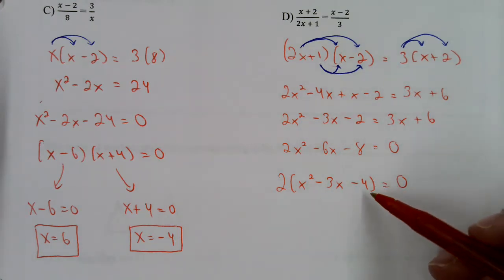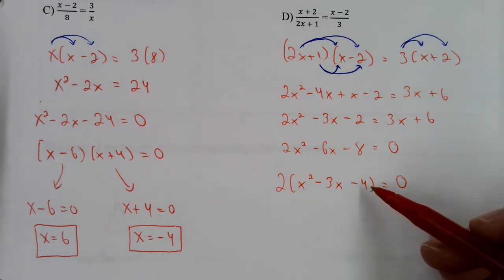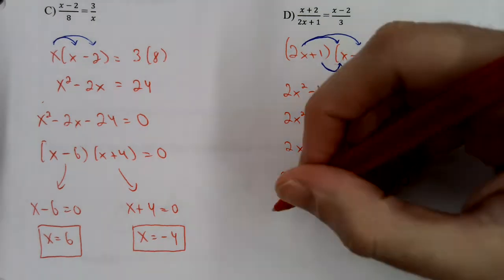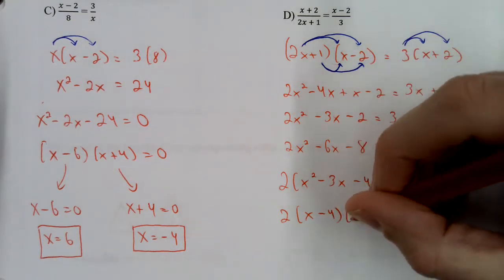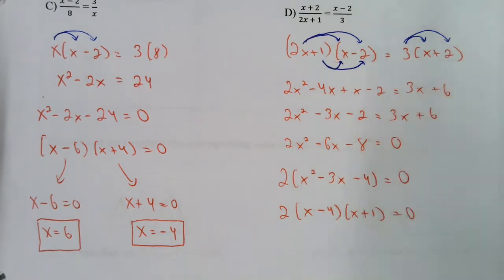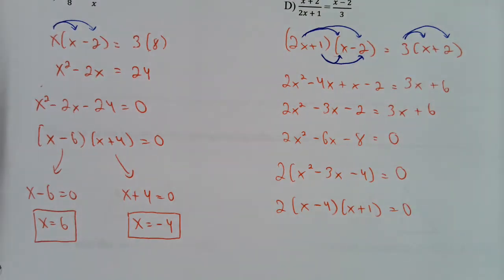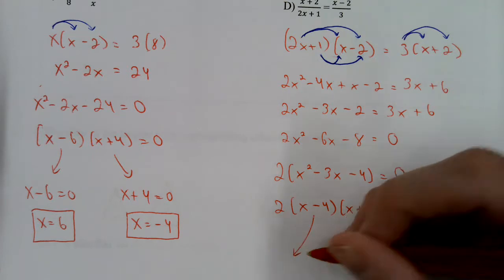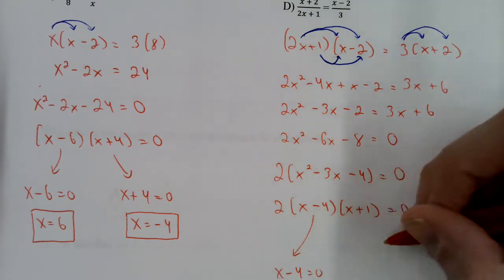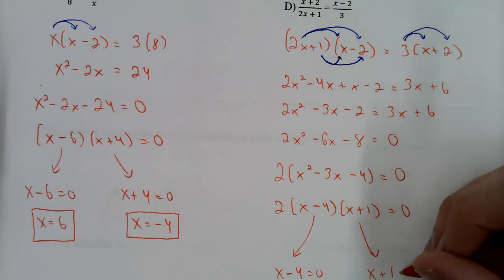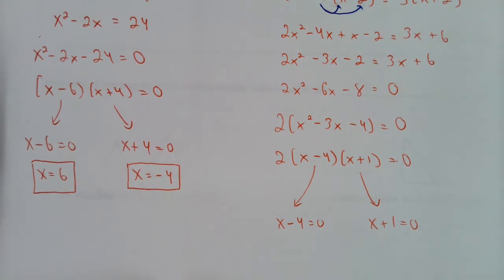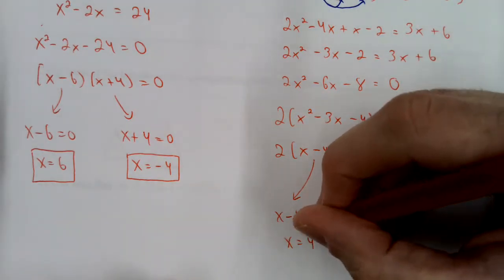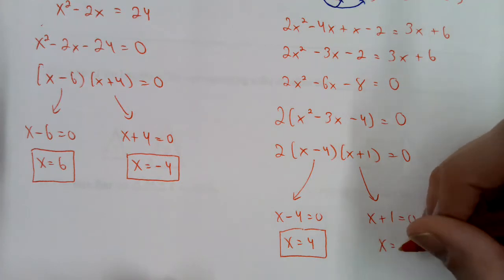And now let me factor the parentheses. What two numbers multiply to -4 and add to -3? Pause the video if you have to think about that. It's going to be -4 and 1. So set each of these factors equal to 0 and solve. You don't have to set the 2 equal to 0 because 2 cannot equal 0. But you're going to get x equals 4. And you're going to get x equals -1.